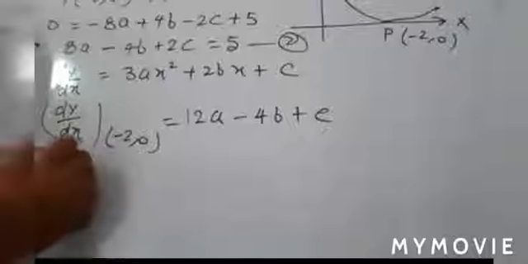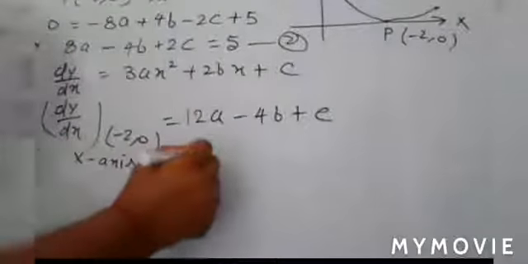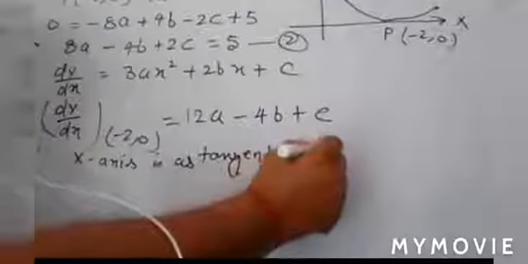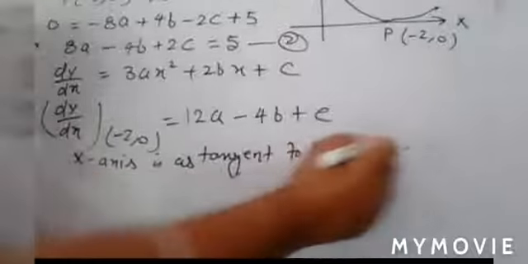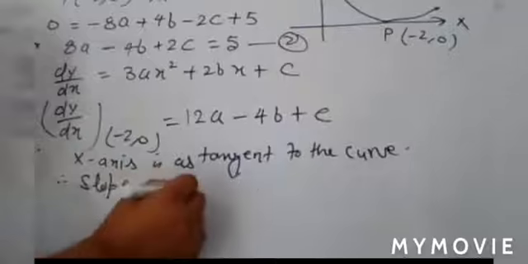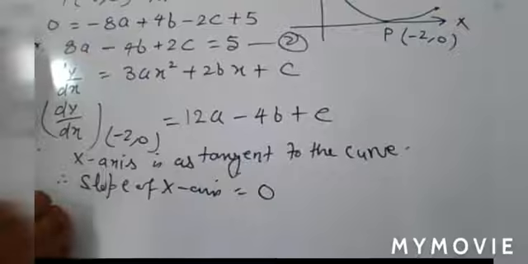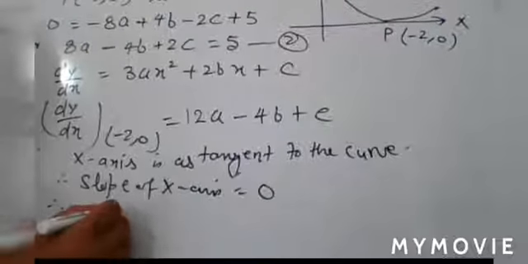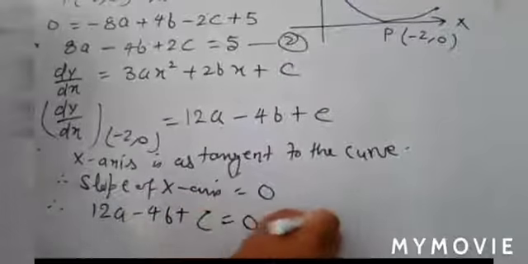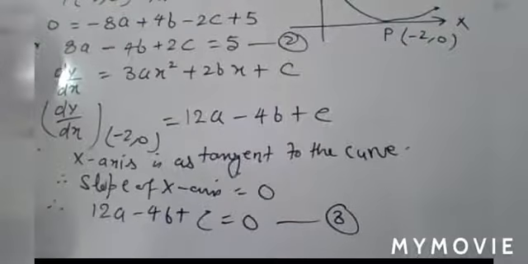So you can write here, since the x-axis is tangent to the curve, the slope of the x-axis is equal to 0. So you have one of the equations: 12a minus 4b plus c is equal to 0. That is your third equation.